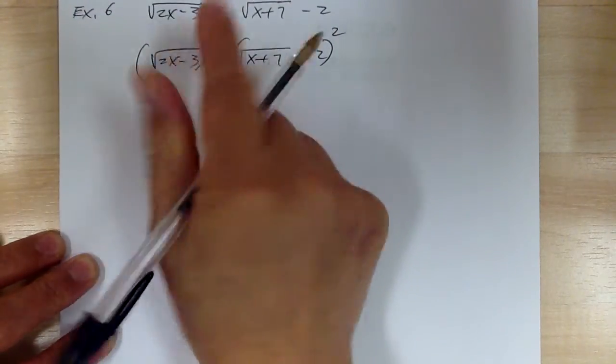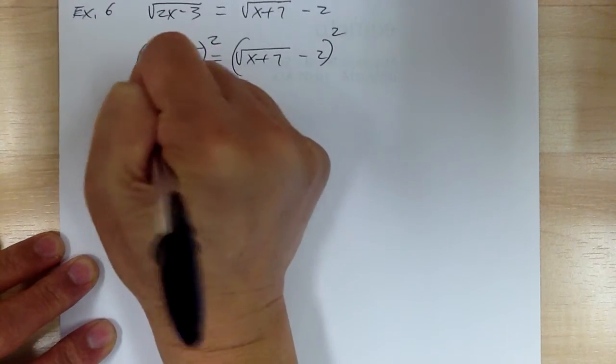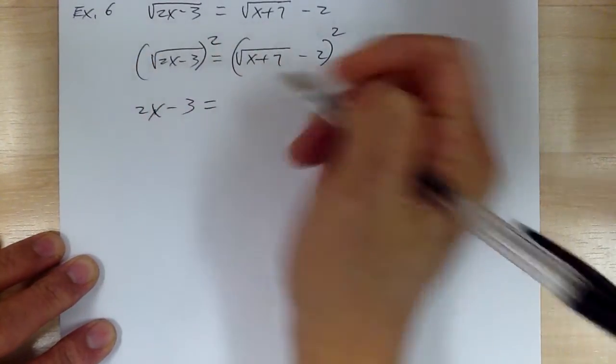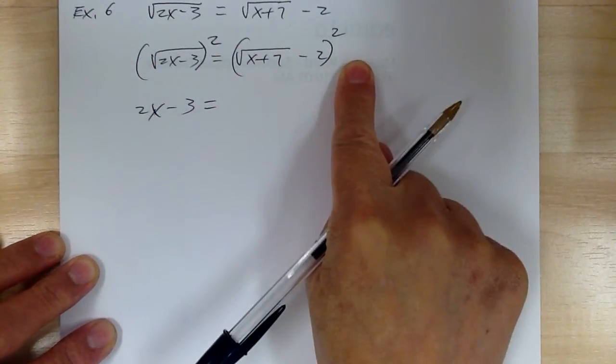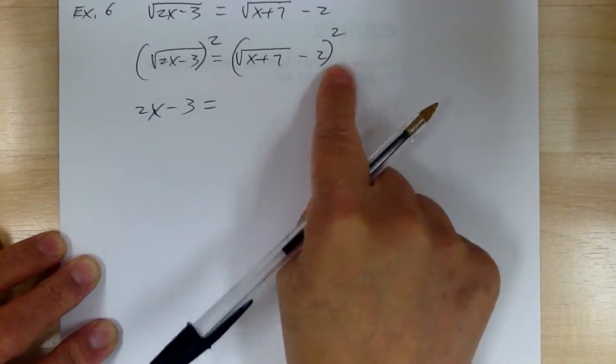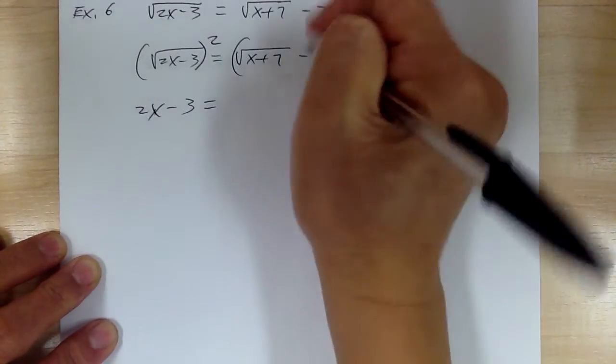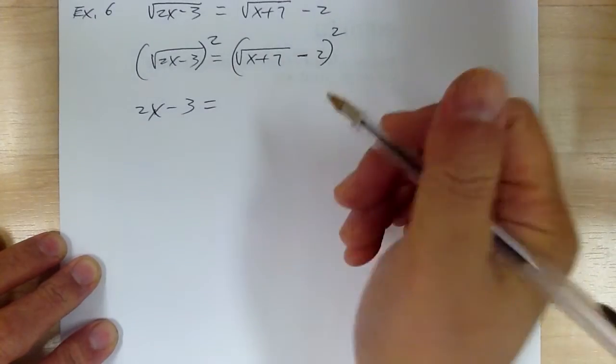So when I square, this cancels out. So it'd be 2x minus 3 equal. Now, these are 2 terms. Okay? So these are 2 terms. You have to do the FOIL method or the shortcut, right?